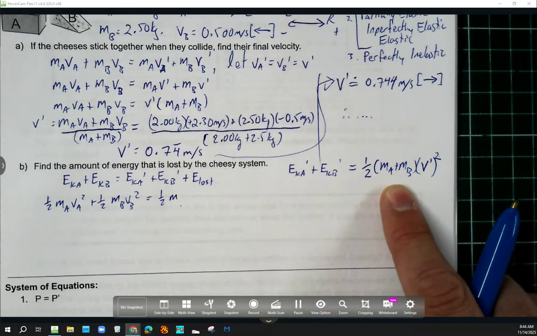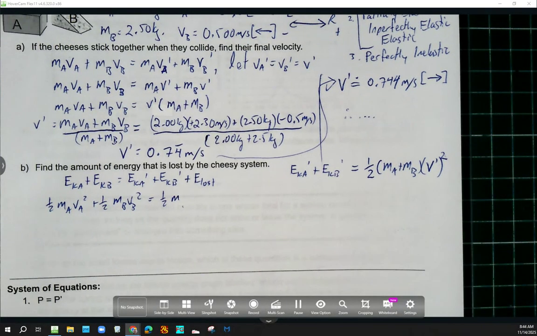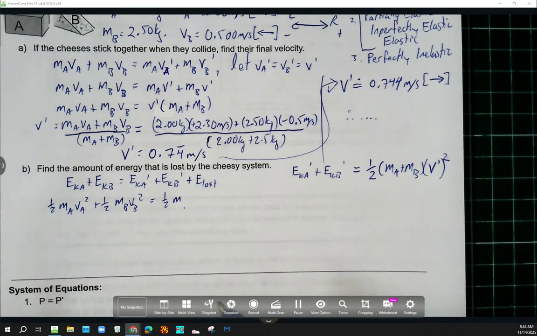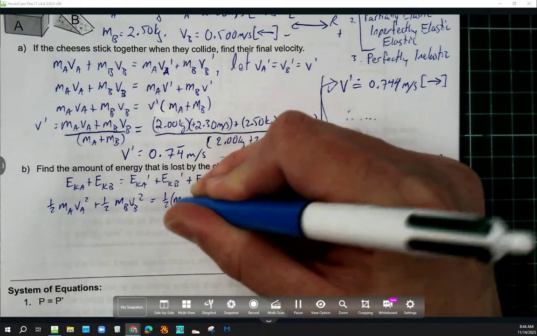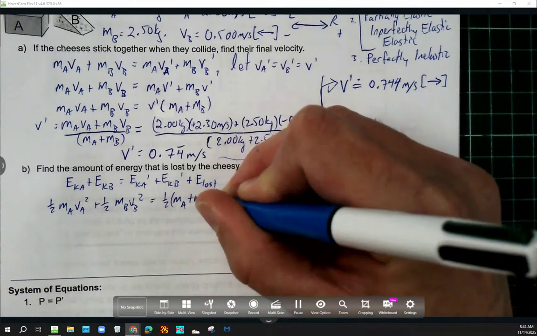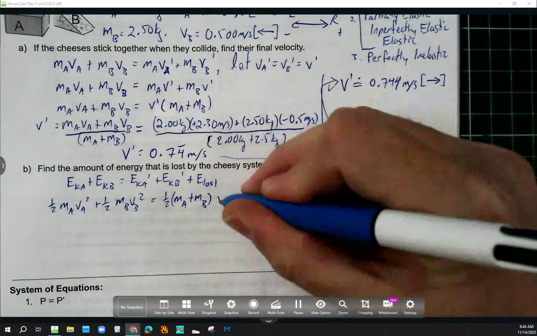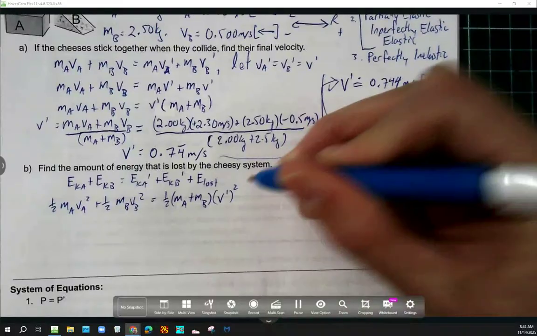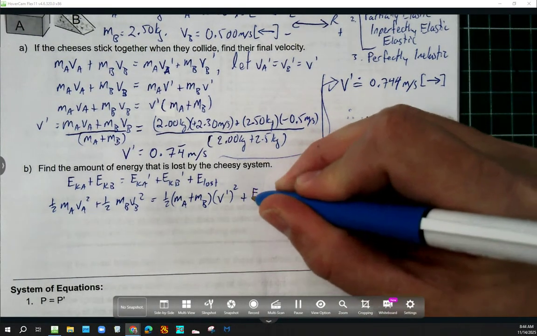This is all one big mega cheese mass. Mass A, mass B combo mass. Big cheese combo. Sounds like something at a fast food place. So mass A plus mass B, lactose intolerant nightmare. All right. Plus E lost.